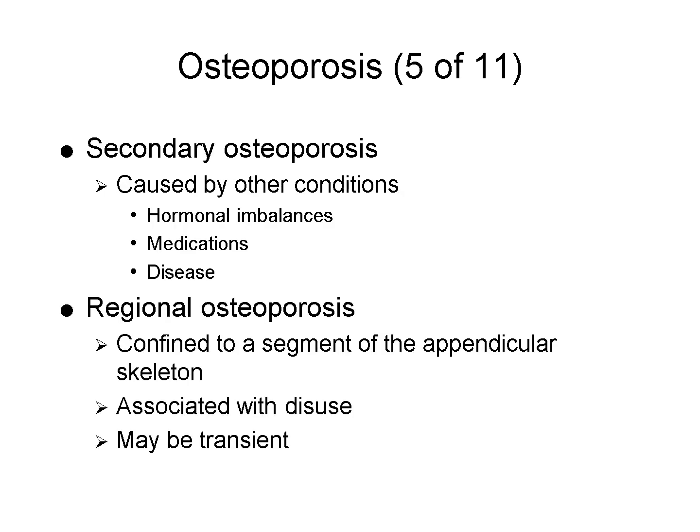Secondary osteoporosis results from other health conditions like endocrine disorders, medications, or immobilization. Regional osteoporosis may be confined to one limb or joint and is often related to disuse. Though it can be transient, it still increases the risk of local fractures. Treating the underlying cause is essential.